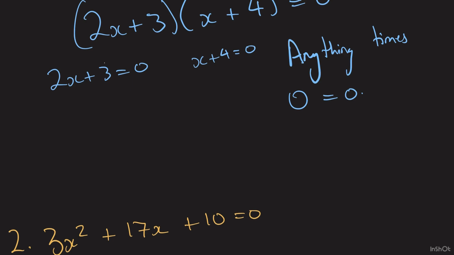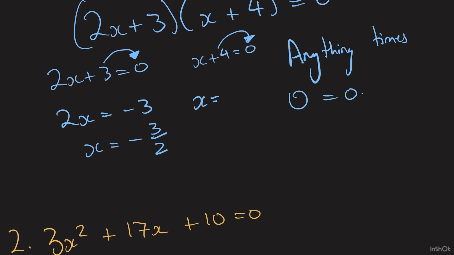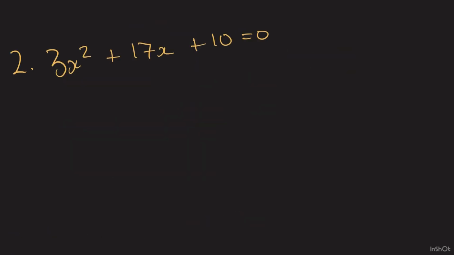On this side, we want to move the 3 to the other side. Whenever you move a number from one side to the other, it changes sign. That will become minus 3, and then divide both sides by 2. That gives us minus 3 over 2. In this one, you want to move the 4 over to the other side. That makes it go from positive 4 to minus 4, because whenever you move a number from one side to the other, it changes sign. So that leaves us with the answer of x equals minus 4, and x equals minus 3 over 2.